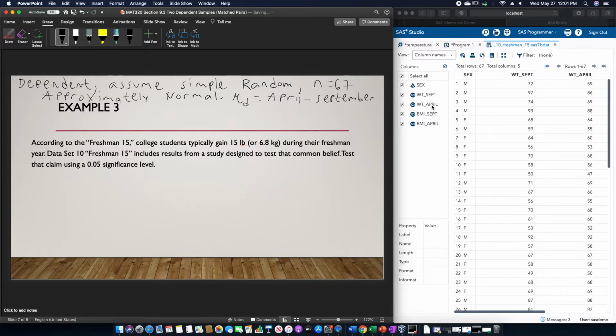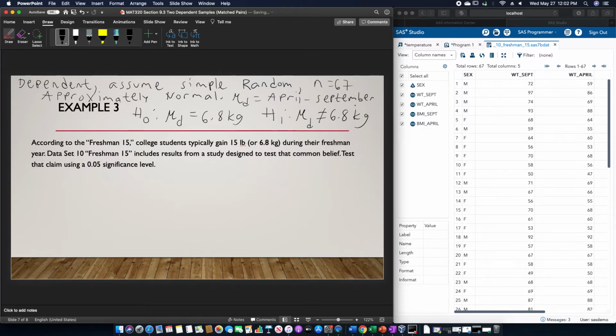Alright. In order to note those, because we're told that the weight gain is 6.8 kilograms, the null hypothesis is that the mean of the differences is equal to 6.8 kilograms. Do note how this is not 0 this time. The alternative is that the mean of those differences is not equal to 6.8 kilograms. And we want to test the claim at the 5% level of significance.